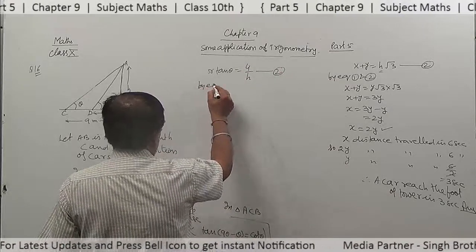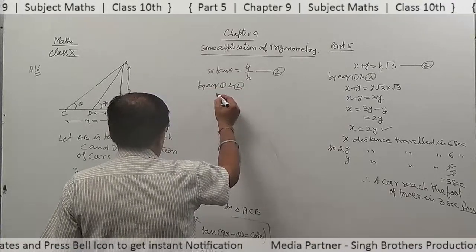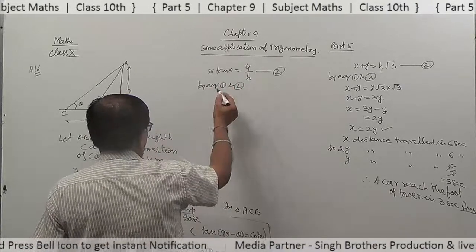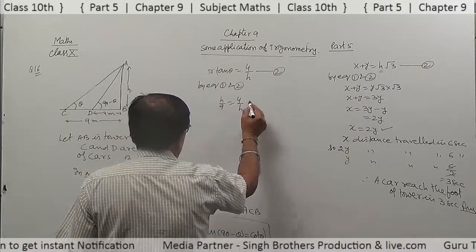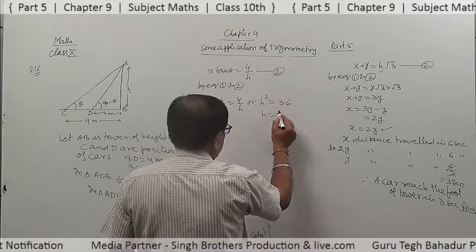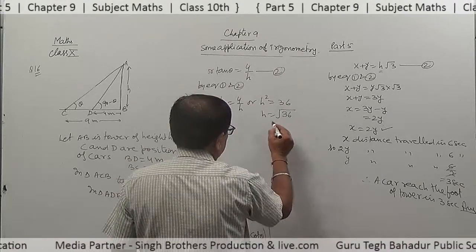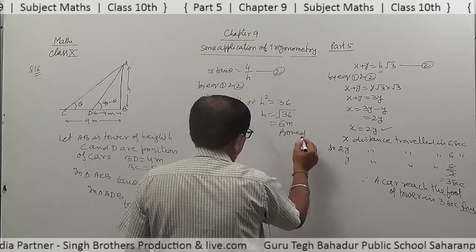By equations 1 and 2, this is tan theta, this is also tan theta. So h upon 9 is equal to 4 upon h, or h square is equal to 36, h is equal to square root of 36, that is 6 meters. This you have to prove.